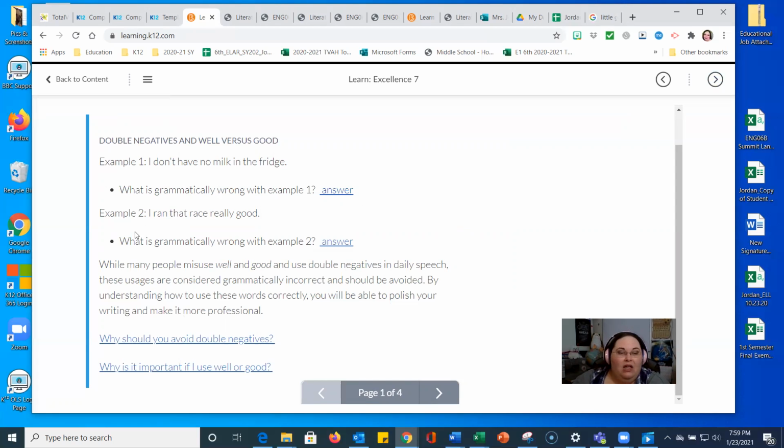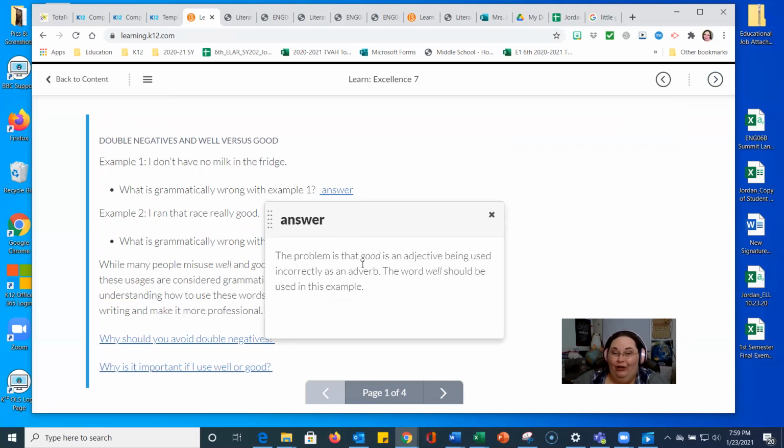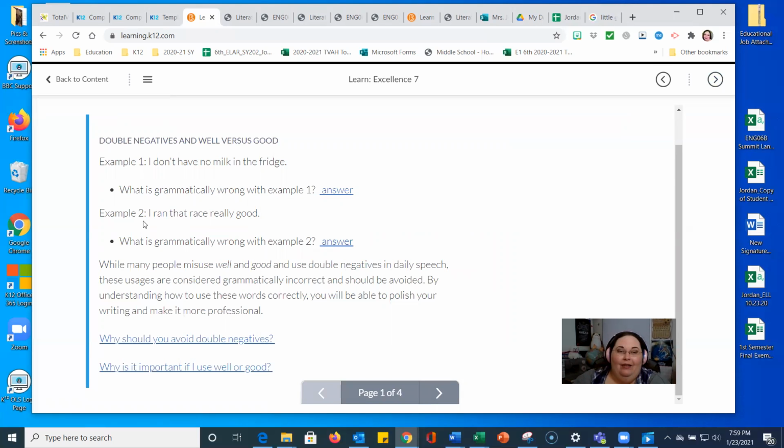No. Example 2, I ran that race really good. What is grammatically wrong in this example? The problem is that good is an adjective being used incorrectly as an adverb. The word should be well, okay, in this example. So to correct it, we would say, I ran that race really well.